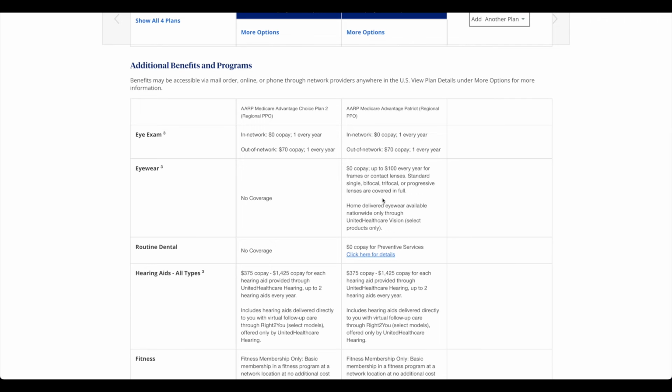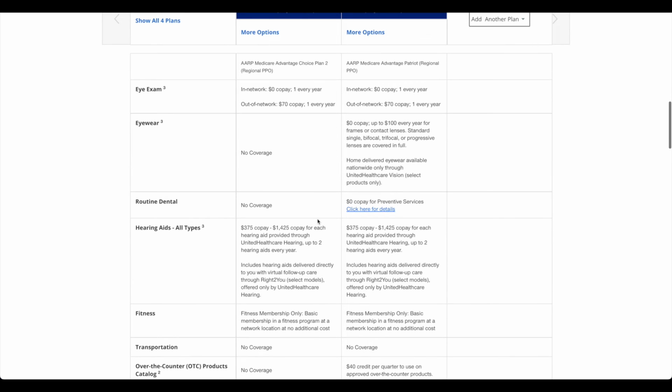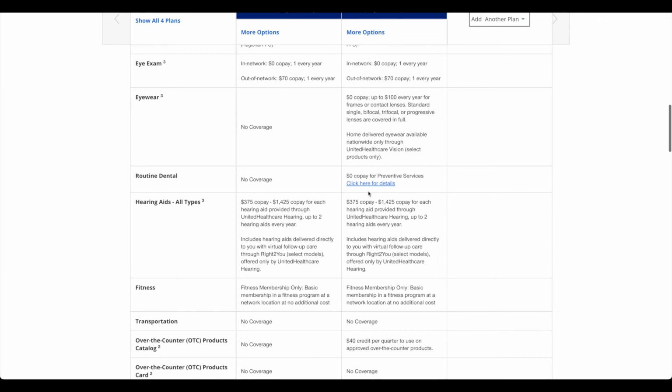Here in some of the additional coverage, we see some differences. The plan with the insulin coverage doesn't have any dental or any eyewear coverage, so that may be an additional cost in that plan to get those services if you need them, but you're probably going to be doing yourself a favor by getting that plan if you are diabetic and saving on the medications. Then we move on to the Patriot plan. We do have some of those: the eyewear and the routine dental are covered, so that's a nice feature in that.